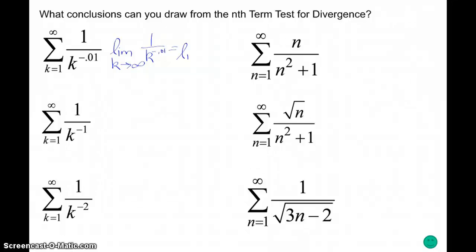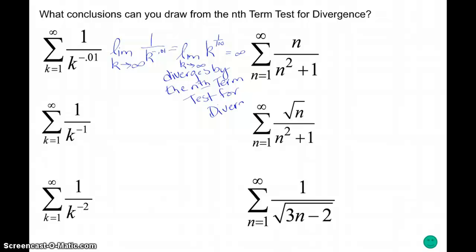If we cross the line here using algebra, we get to change the sign. That limit goes to infinity. So this series diverges by the nth term test for divergence. You must always state what test you ran to justify your choice of divergence or convergence.